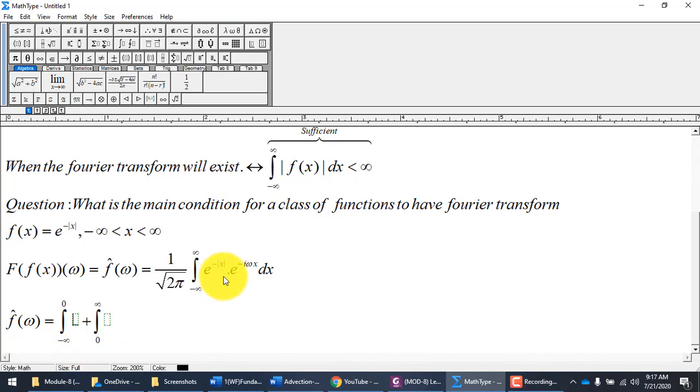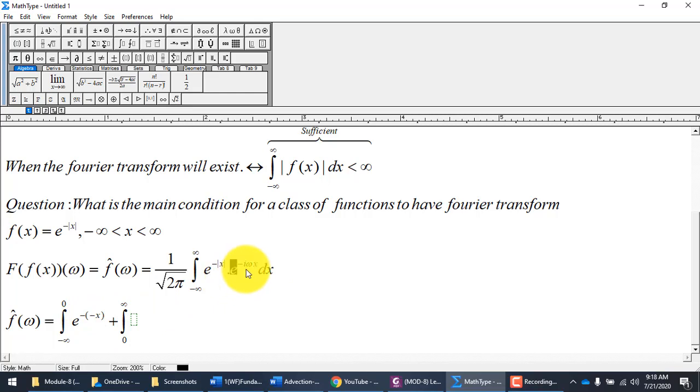So what is the integrand from minus infinity to 0? It is e to power minus mod x. Mod x for negative values, because x is running from minus infinity to 0, you know that for negative values mod x is minus x. Mod has to be positive, so it will be minus times x, because x is negative, and this negative will become positive. That is why the answer for mod x will be minus x.